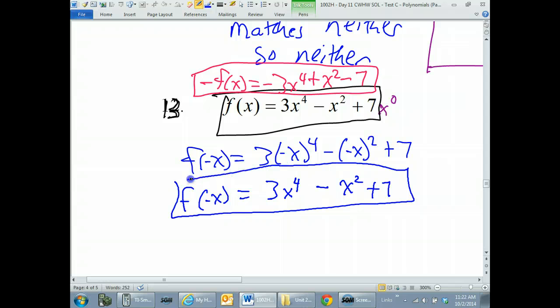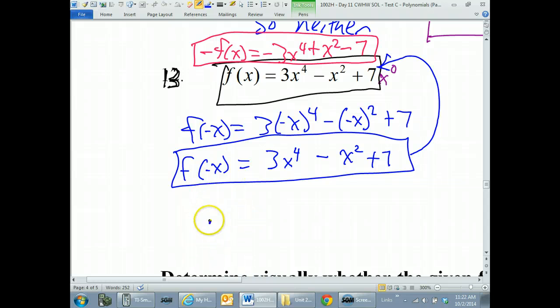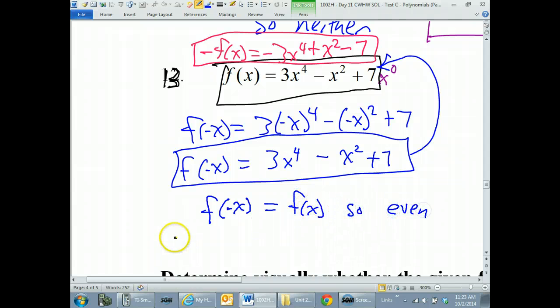Okay? And I look back, and what do I see? This is the same as the original. So because it's the same as the original, we know it's even. Or you could say f of negative x equals f of x. So even, same as the original.